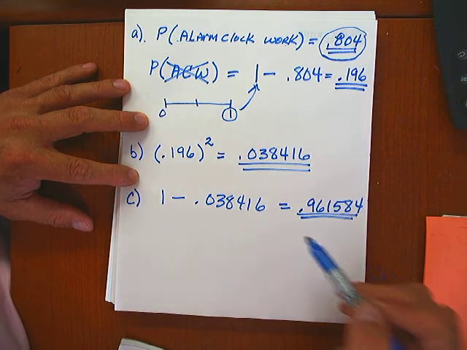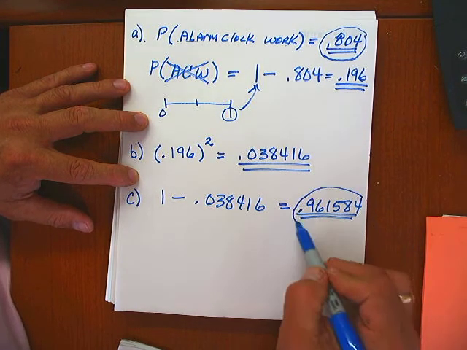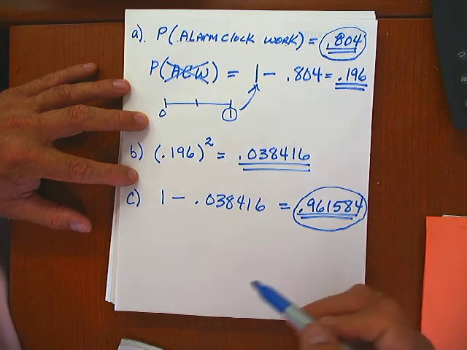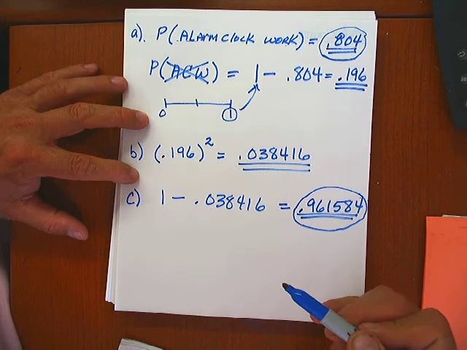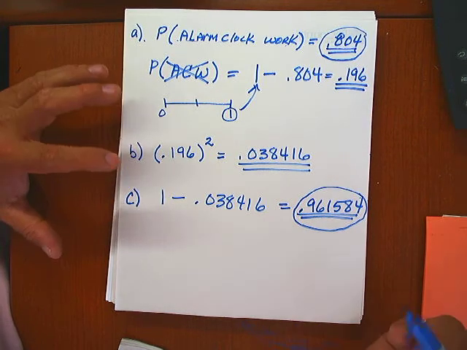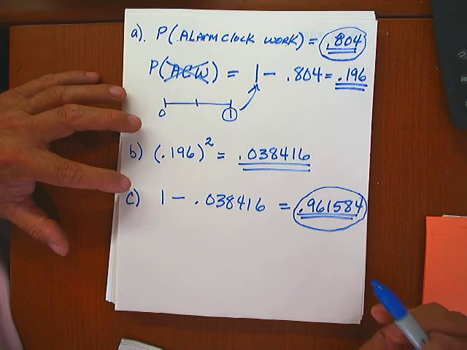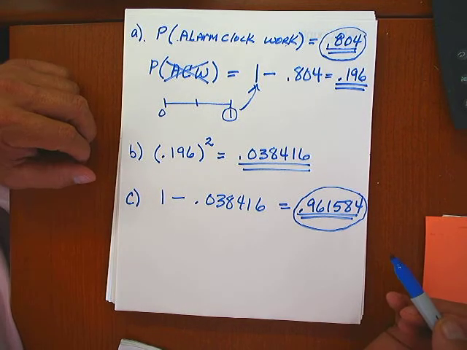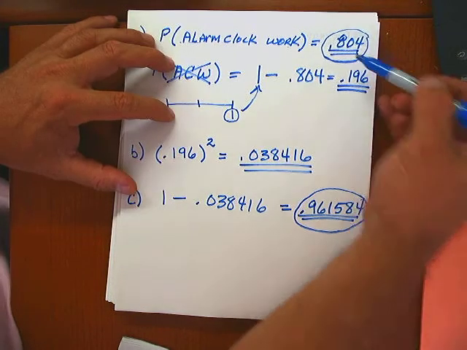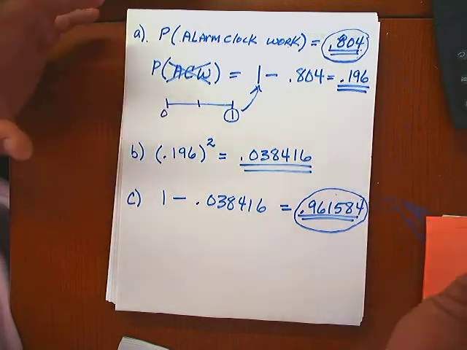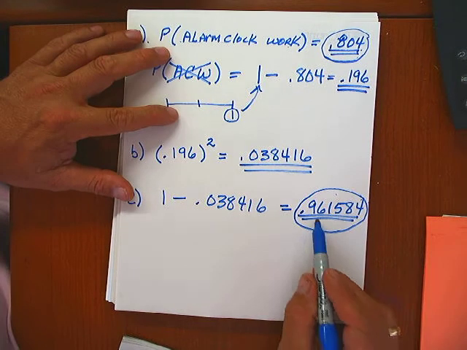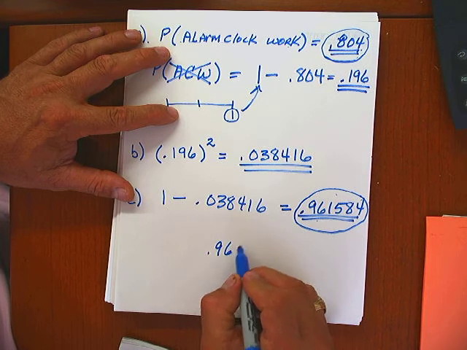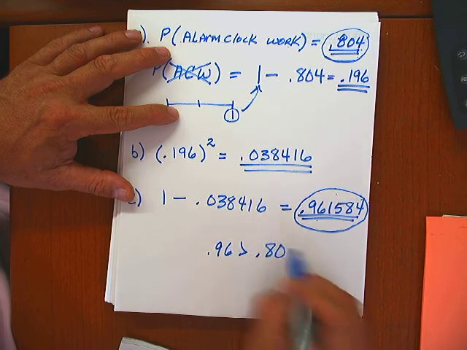The probability of two alarm clocks working is 0.96. So I would say that your chances of a mishap would be very low if you use two alarm clocks, or the alarm clocks would work a considerable amount better, or however you want to say it, with 0.96 probability versus a 0.80 probability.